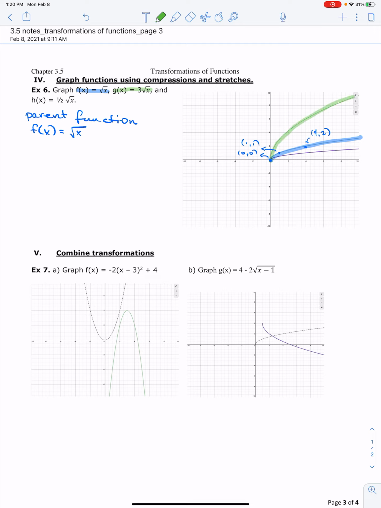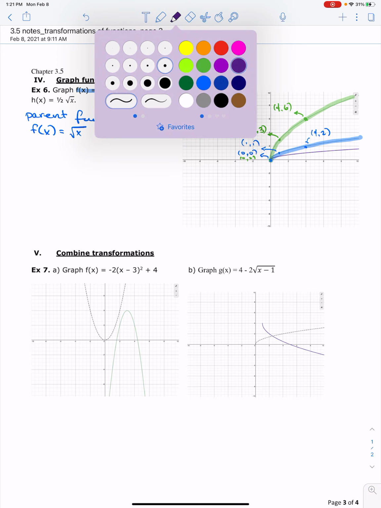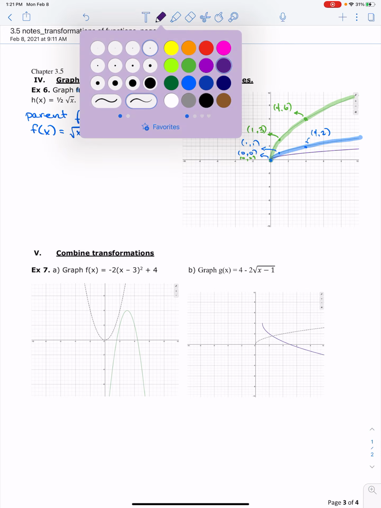So it's going to grow 3 times as fast, not at the 0, 0. There is no change when we multiply that output of 0 by 3. When we plug in 1, though, we take that y value of 1, we multiply by 3. When we plug in 4, we take our output value of 2, multiply that by 3, and we get the 6. That is a vertical stretch.